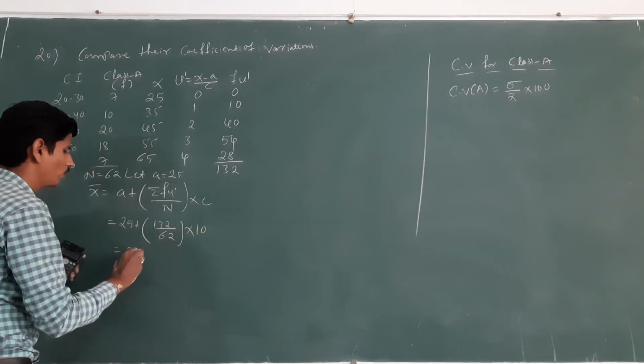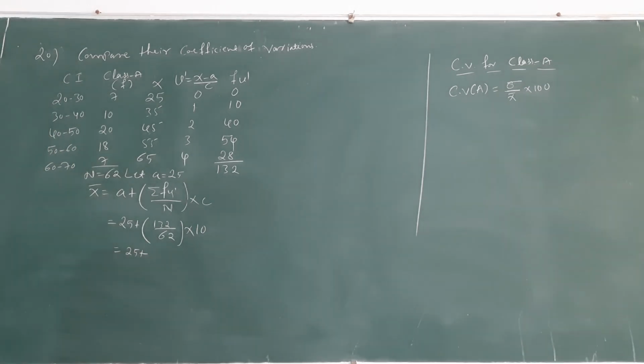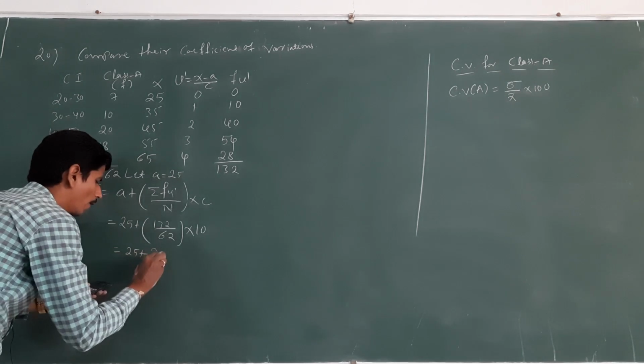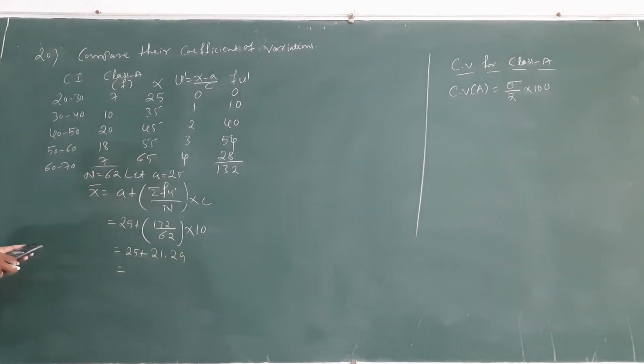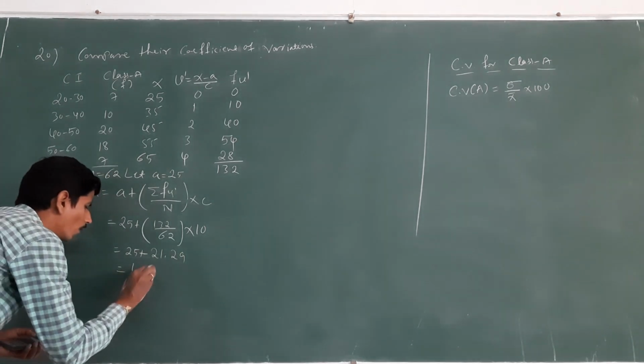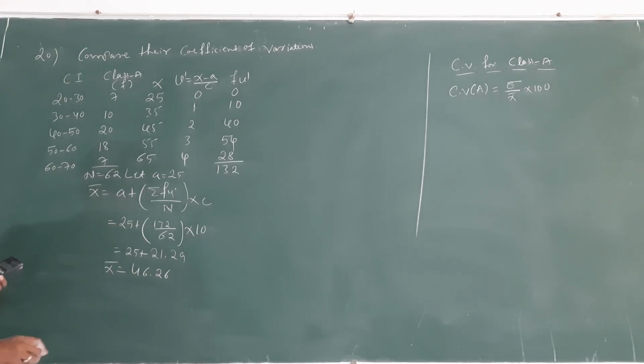That is 25 plus 132 divided by 62 is 2.12, into 10 is 21.29. 21.29 plus 25 is 46.29. 46.29 is the x bar value.